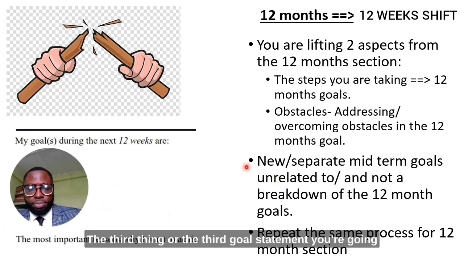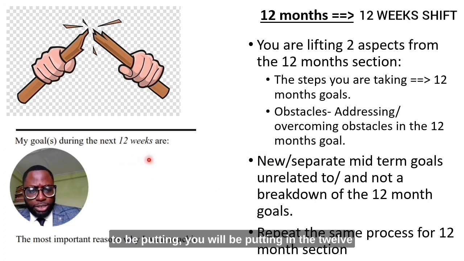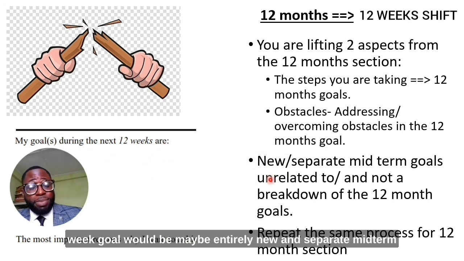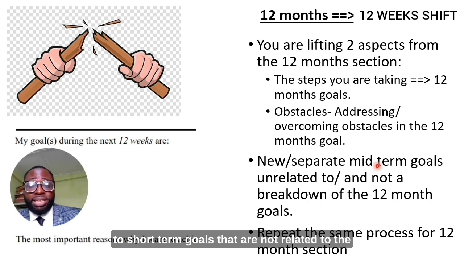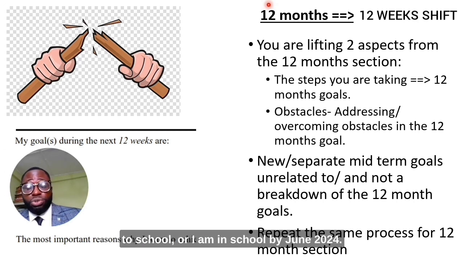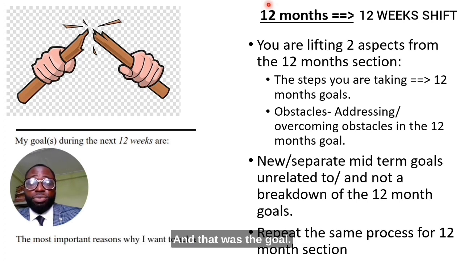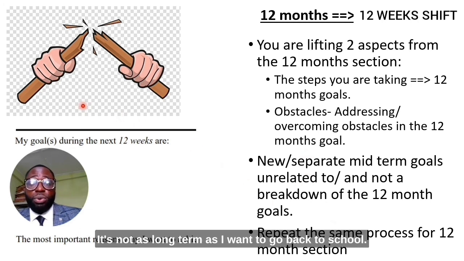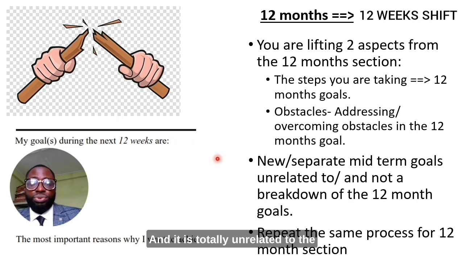The third goal statement you will be putting in the 12-week goal would be maybe entirely new and separate mid-term to short-term goals that are not related to the initial breakdown of the 12-month goal. So the 12-month goal was, I want to go back to school, or I am in school by June 2024, and that was the goal. Now, this person has a short-term goal. Let's say I want to increase my spirituality within the next 1 month. Now, this is a short-term goal. It's not as long-term as I want to go back to school, and it is totally unrelated to the goal of going back to school.